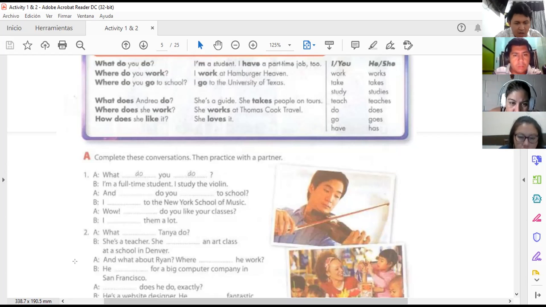What about Ryan? Where does he work? He works. Okay. He works for a big computer company in San Francisco. Correct, yes. Because they're asking you, le están preguntando, ¿dónde trabaja él? So where does he work? And then the answer is, he works, tercera persona, la S. He works for a big computer company in San Francisco.